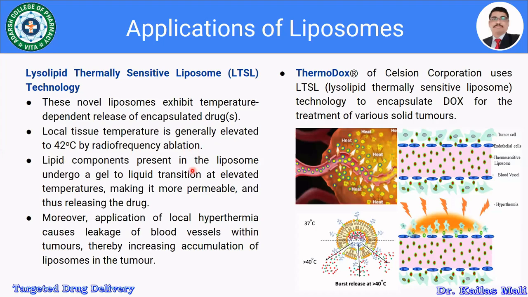Lipid components present in the liposome undergo a gel to liquid transition at elevated temperature, making it more permeable and thus releasing the drug at a specific site. Moreover, application of local hyperthermia causes leakage of blood vessels within the tumor and thereby increases the accumulation of liposomes in the tumor. So look at the figure, how it is going to work.